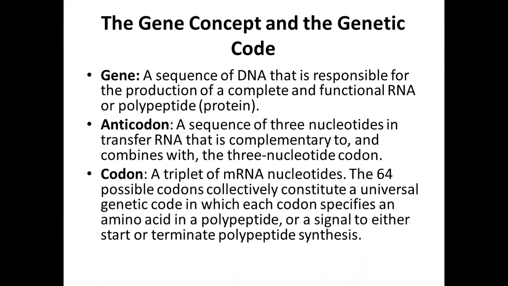And then we have a codon, which is simply a triplet of messenger RNA nucleotides. So the anticodon combines with the 3 nucleotide codon. We have 64 possible codons, which constitute the universal genetic code, in which each codon specifies an amino acid in a polypeptide or in a protein. Or we have those that signal the start of protein synthesis or the termination of protein synthesis.